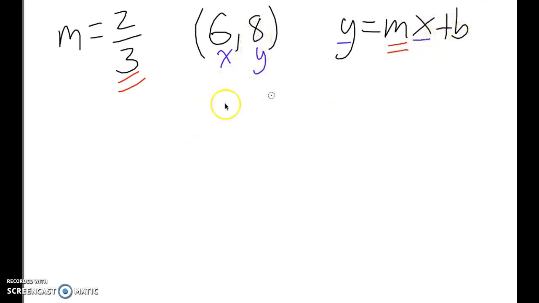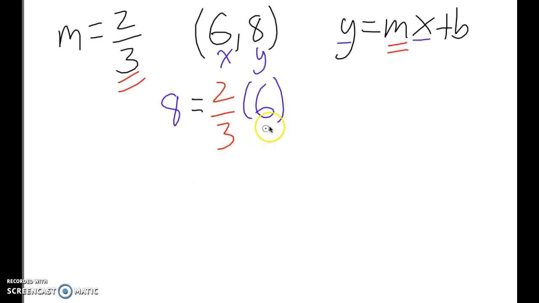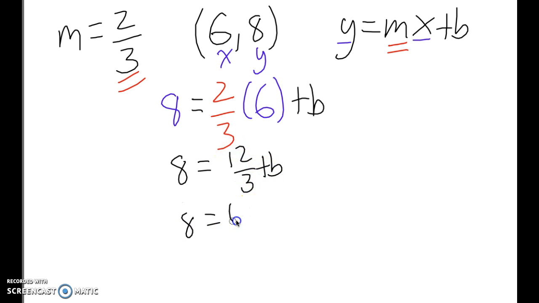So my y-coordinate is 8. I can write this as 8 equals a slope of 2/3 times my x coordinate, which is 6, and then I'm going to add b because b represents the intercept that I'm solving for. I don't know what that is yet. Simplifying, I get 8 equals 12/3 plus b, or 8 equals 4 plus b, therefore b must be equal to 4. And now I have my equation.